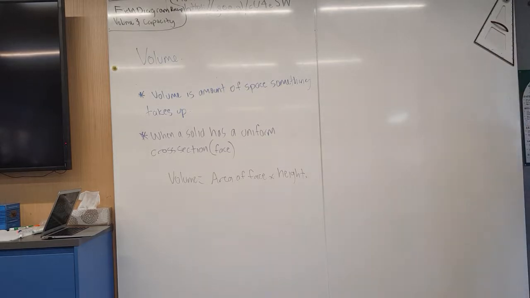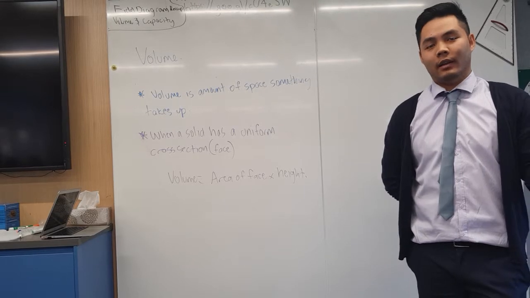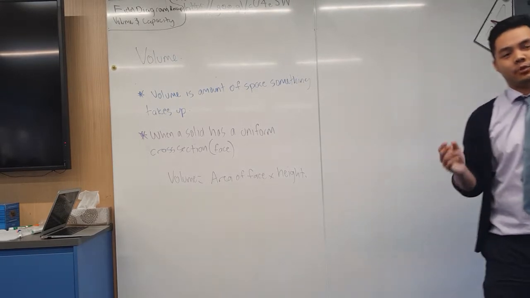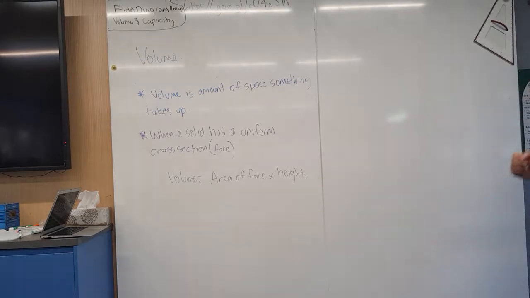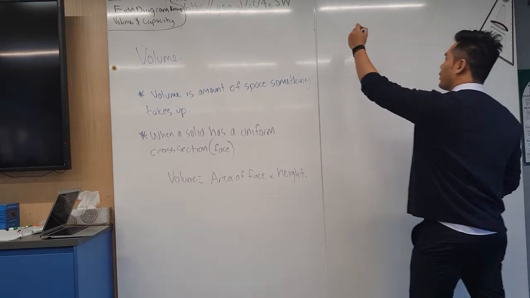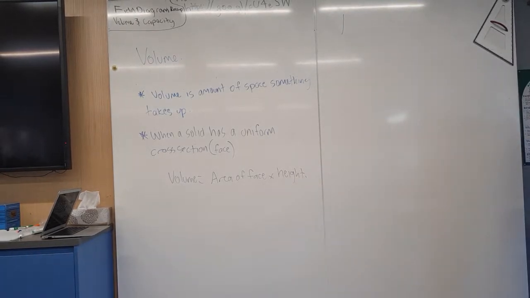When a solid has a uniform cross-section base, volume equals area of base times height. Okay, so you guys are lucky. In your examination, we only cover prisms. Prisms and cylinders and anything that has that rule. So the area of a base comes up by a height. Is that the formula for all of the shapes? For all prisms and cylinders, I'm going to go through it.